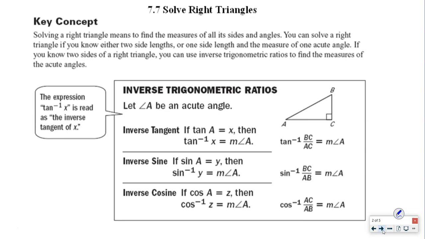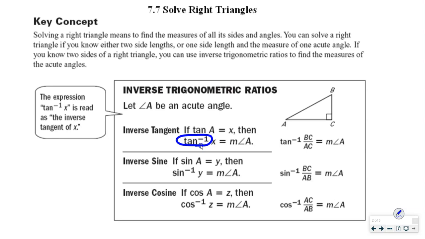If we let angle A be an acute angle, so we're saying angle A is acute, inverse tangent, if tangent A equals x, then inverse tangent, and this is how we write inverse tangent, it's tangent to what looks like to the -1. So inverse tangent x equals the measure of angle A. And so what is that?